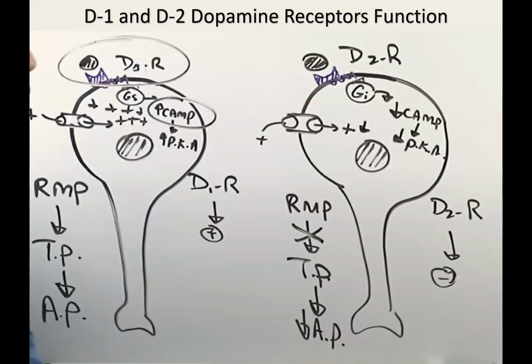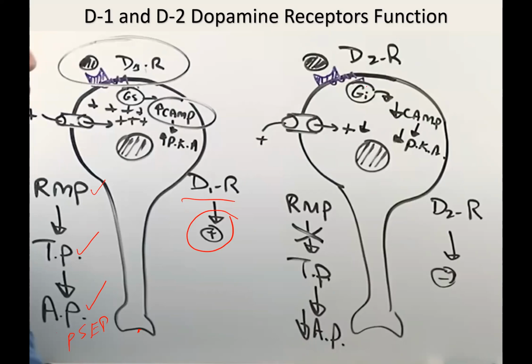Okay. Now, how do D1 and D2 dopamine receptors function? D1 receptor, as I told you yesterday, is the receptor where the dopamine goes and sits. The G stimulatory protein is stimulated, then cyclic AMP is increased. That increases the protein kinase activity, which phosphorylates the channels. When the channels are phosphorylated, positive charges keep getting into the cell, and the positive charges inside are more. What will happen? The resting membrane potential is altered, the threshold potential is crossed and an action potential is generated. Post-synaptic excitatory potential is the end result here. So D1R is excitatory.